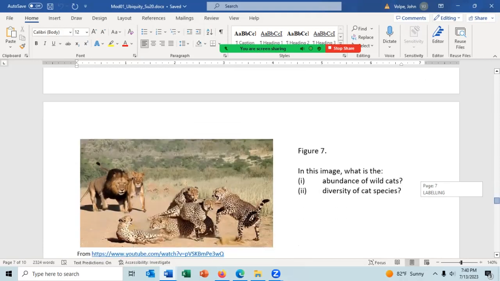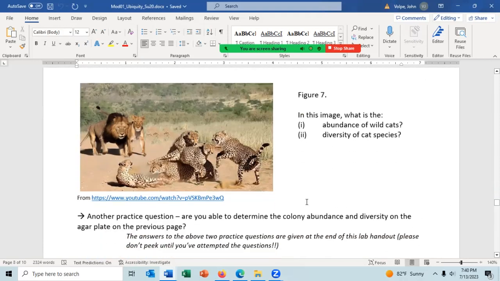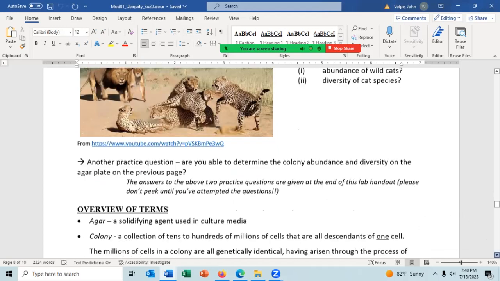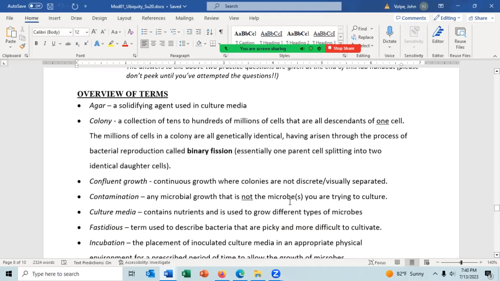Here's a real world practice. What is the abundance of cats in this picture? Come on, I'm not going to give you the answer. You got to supply it. What's the abundance of cats? I didn't hear you. Can you speak up? Yeah, 7. Yes, 5 cheetahs and 2 lions. And what's the diversity of cat species in this photograph? 2, the cheetahs and the lions. All right, good job. Thank you for volunteering. You should know the terms of this lesson.